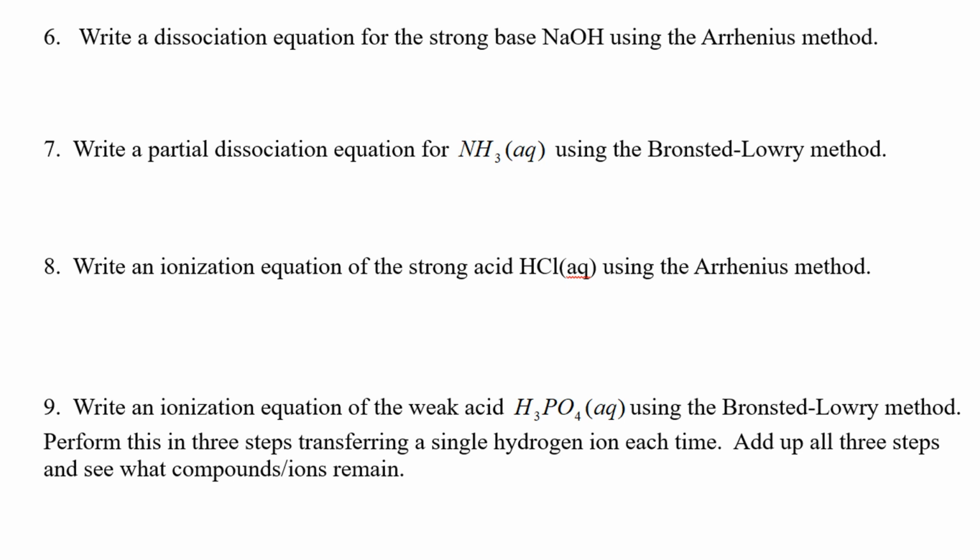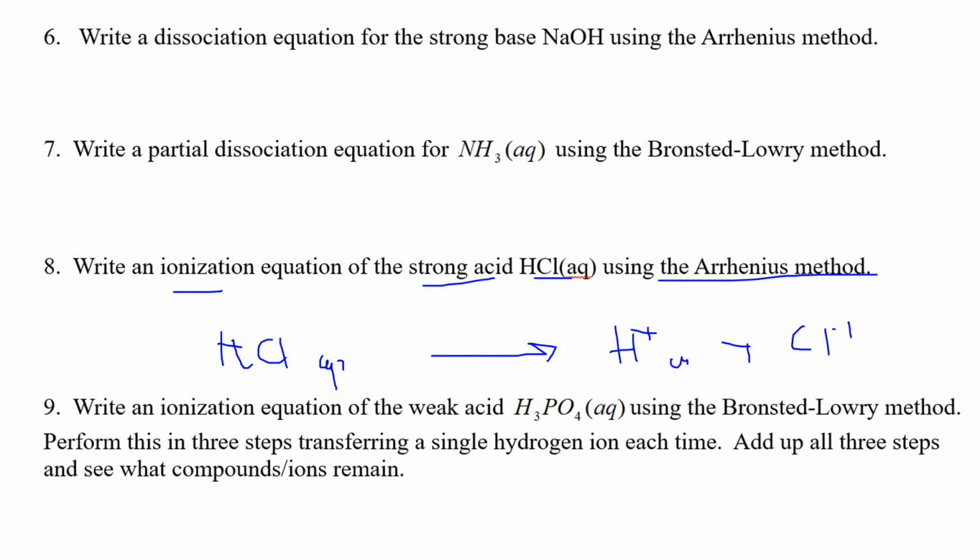Number 8, ionization. Strong acid, HCl, Arrhenius. So it's strong, we'll use that arrow. HCl aqueous. No water involved because it's Arrhenius. So H plus and Cl minus. Those are the charges from the periodic table. They also happen. Well, that's their charges. That one's done.